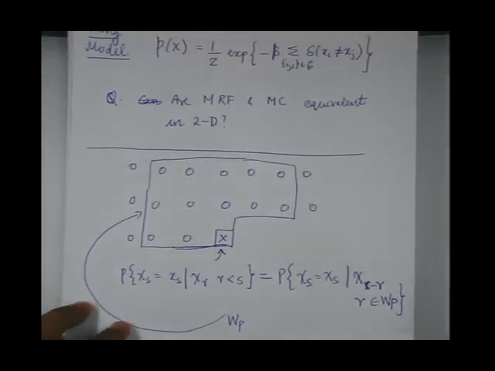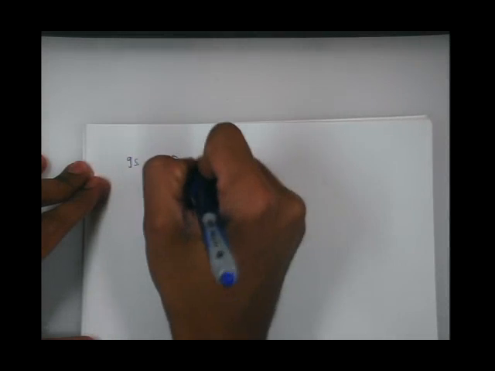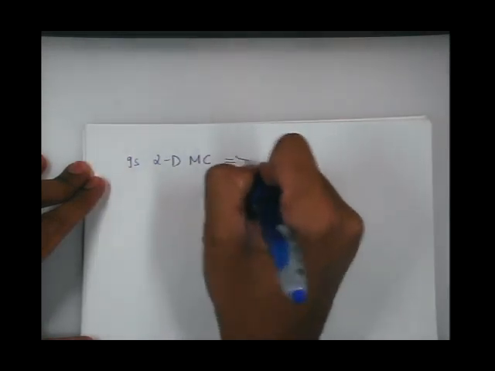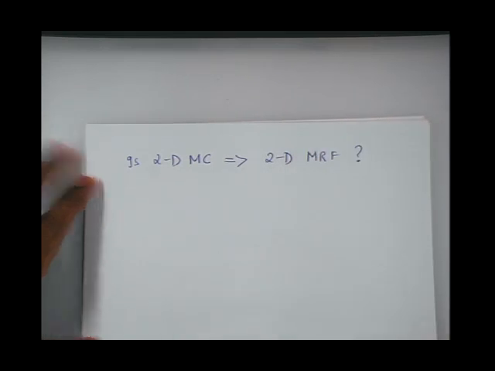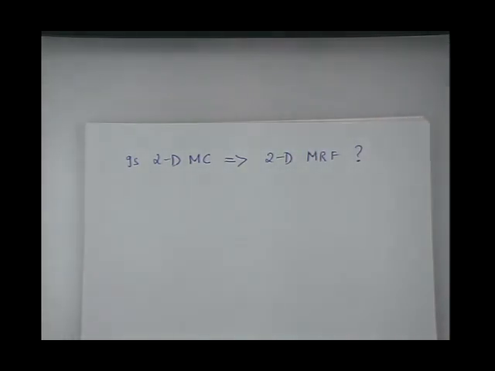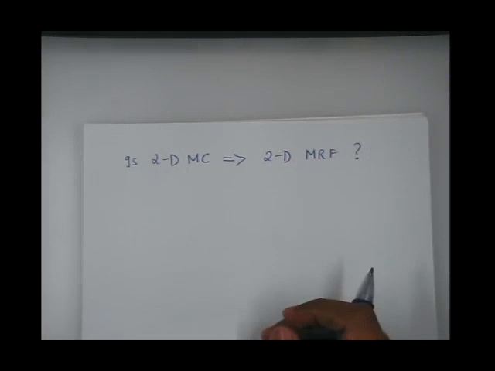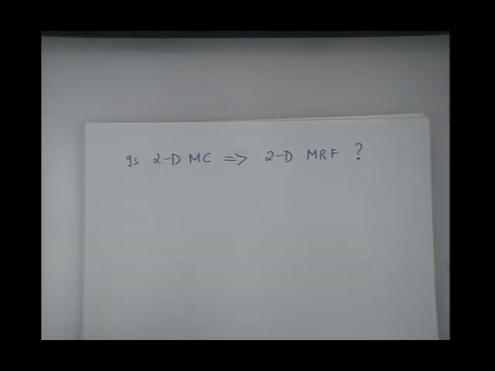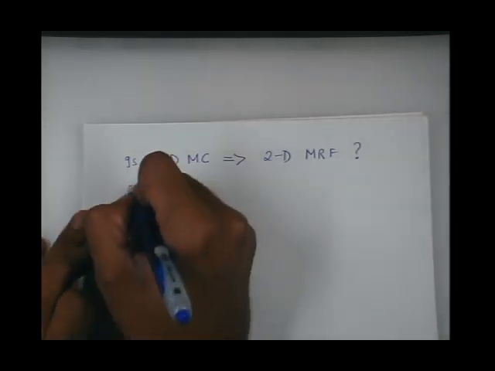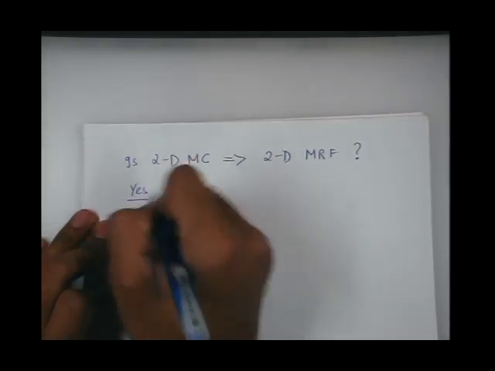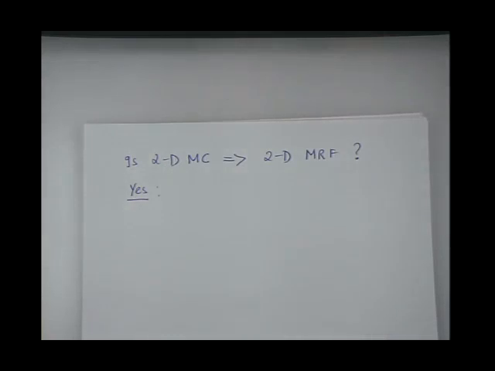Given that definition of a 2D MRF or 2D Markov chain, the question we're trying to answer is: is a 2D Markov chain equal to a 2D MRF? Having given a definition for it, a field order Markov chain is just dependent on a window. The question is, is it equal to an MRF? And the answer to this is yes. We're going to next look at why this is true.